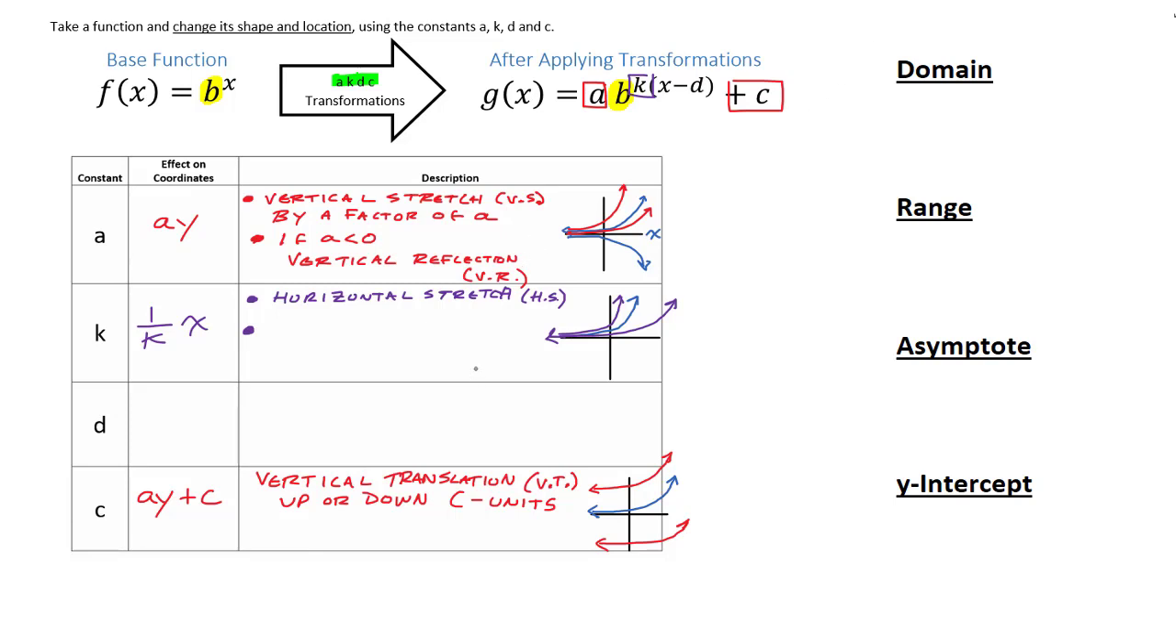All right, so the other thing you can say is, if k is negative, so again, if it's a negative number, you see a negative out front, what that causes is a horizontal reflection, okay? So what does that look like? Sorry, and again, you can just write HR for that for short.